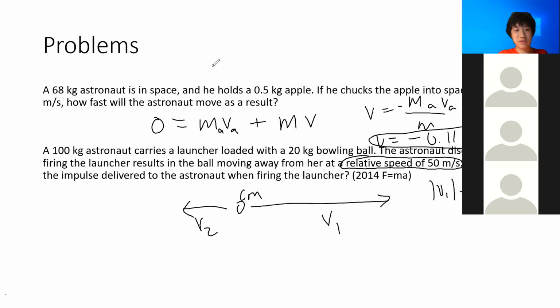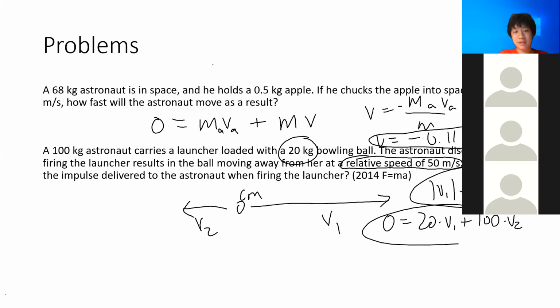Now we can just use conservation of momentum here. A 20-kilogram bowling ball. Initially they're at rest, so 0 must equal 20 times v1 plus 100 times v2. Now we have these two equations here, and then you would solve them, okay? But I'm not going to do that right now because we're running a little low on time. So do you guys understand how you do those two problems?